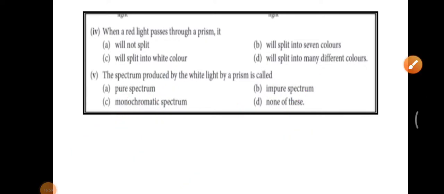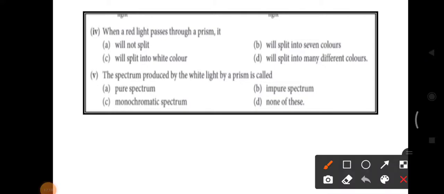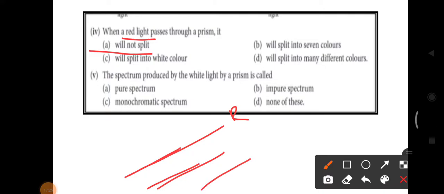So when a red light passes through a prism, option A: it will not split. Option B: it will split into 7 colors. Option C: it will split into white color. Option D: it will split into many different colors. So option A is the correct answer, it will not split. The red light passing means the red light also emerges. The blue light passing means the blue also emerges. But when the white light passes, it is dispersed into 7 colors.